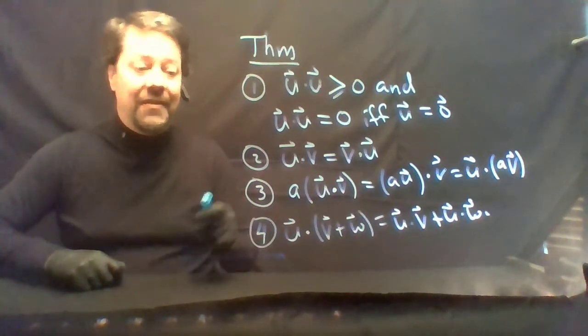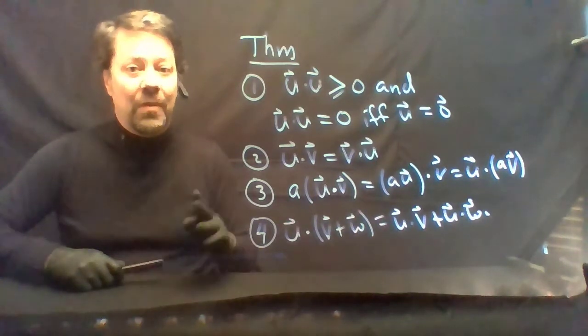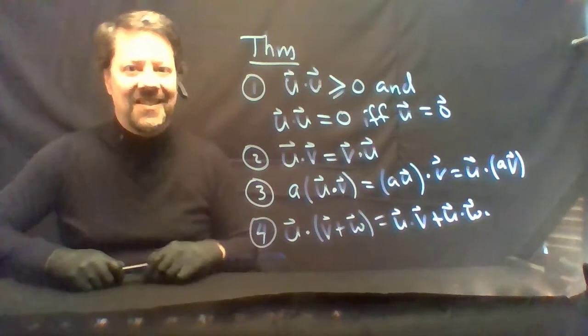We're pointing out these four properties in one theorem because we're going to use these four properties to define what we mean more generally as an inner product.